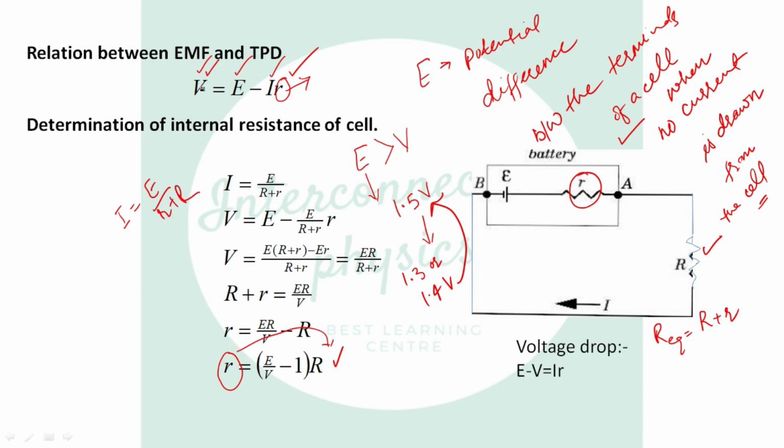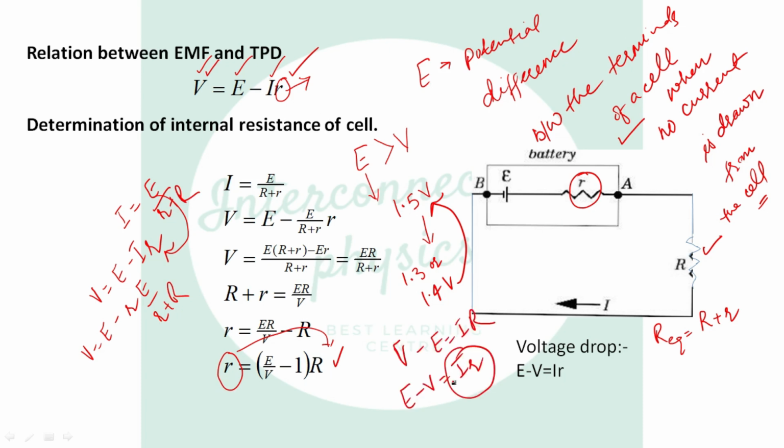Now what is the relation between EMF and TPD? It is V equal to E minus Ir. So put the value of I here. So V equal to E minus r E divided by R plus r. Now when we take LCM and calculate, we get small r equal to (E divided by V minus 1) into R. Okay. So these were the basic concepts which we are going to use in case of potentiometer.